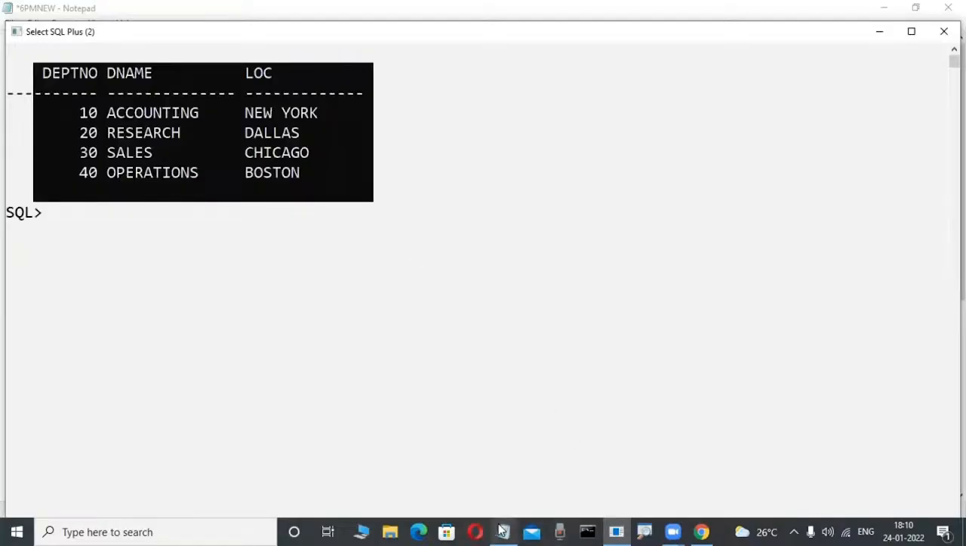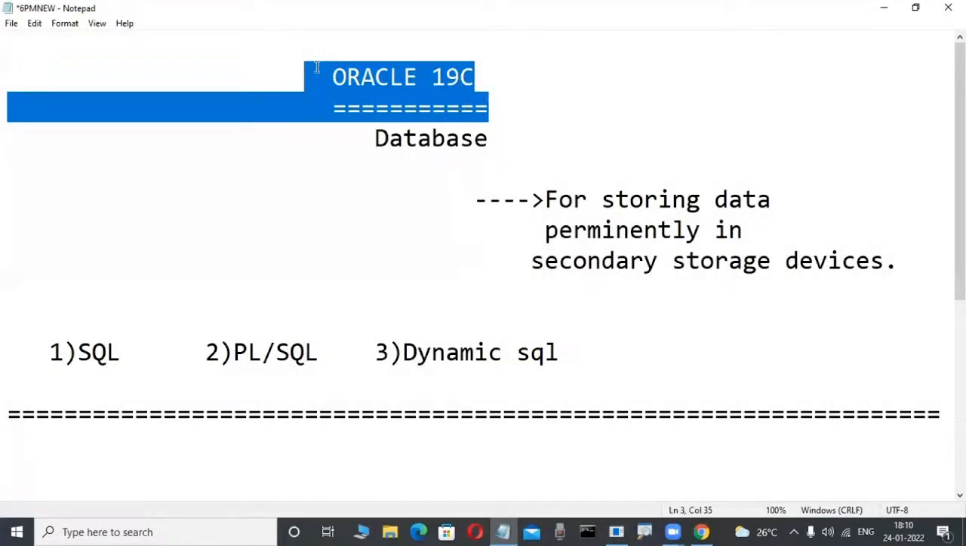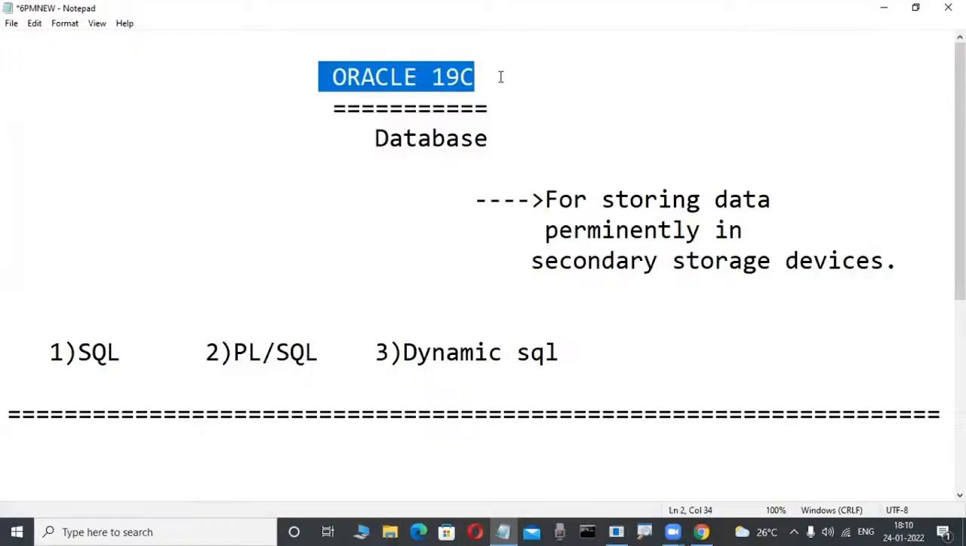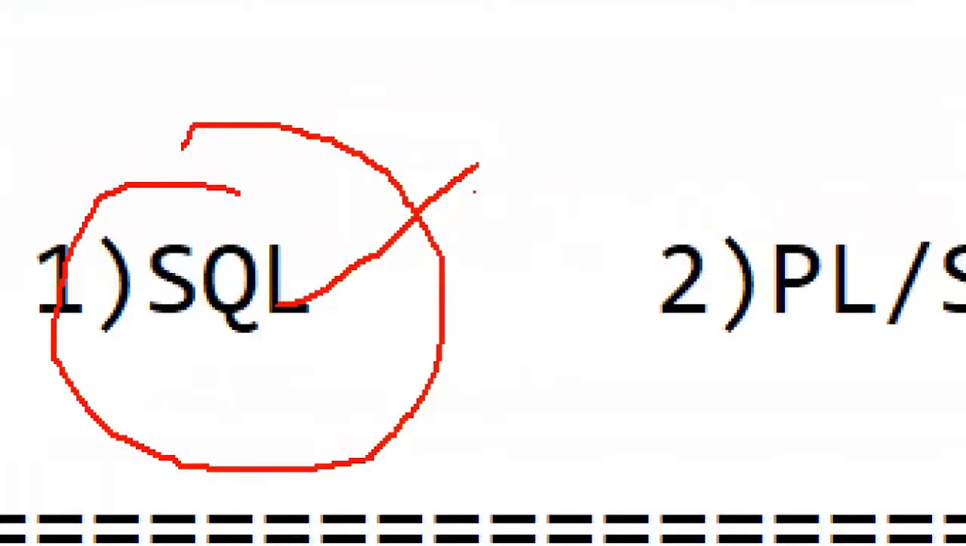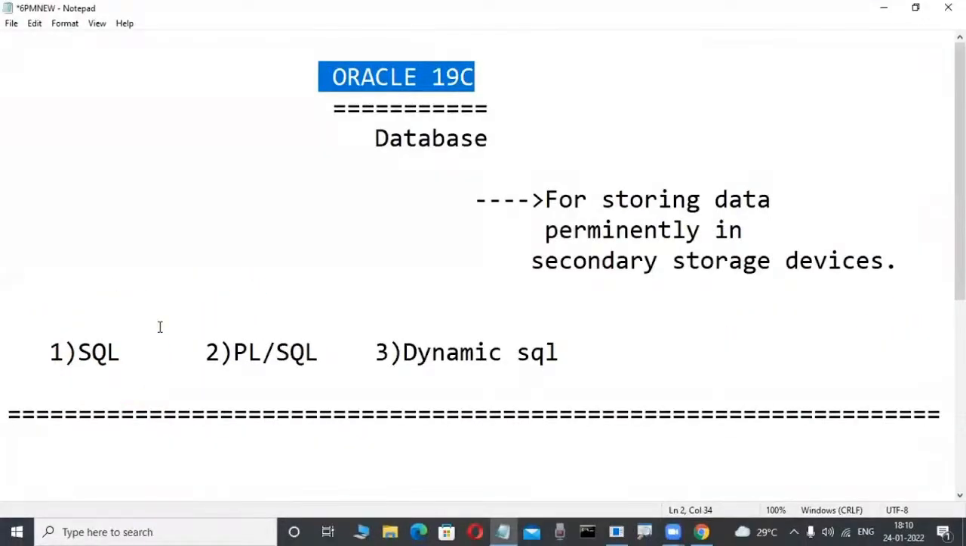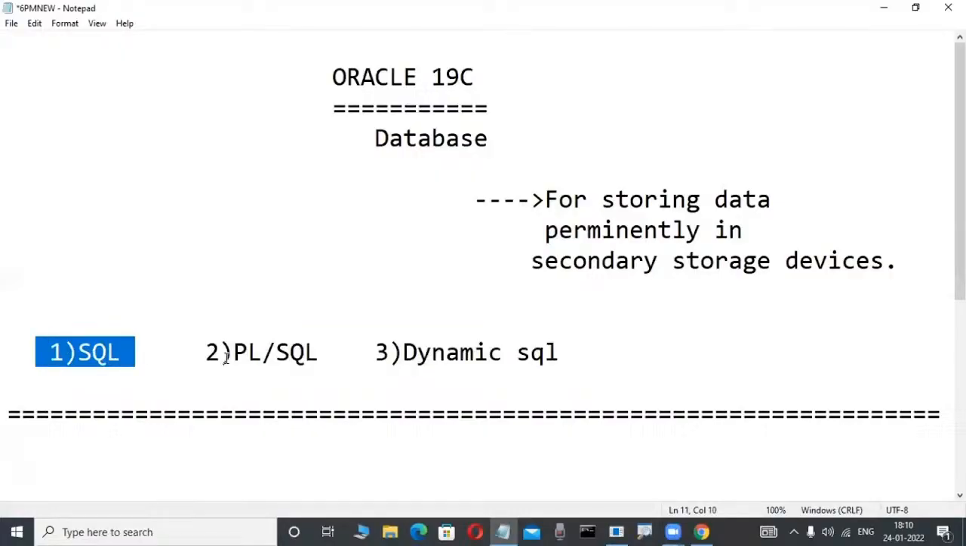For operating these relational data model products, one universal language is there. What is that? SQL, structured query language. But for operating the Oracle product, not only the SQL language, three languages are there. One is SQL, and another is PL/SQL, procedural language extension for SQL.